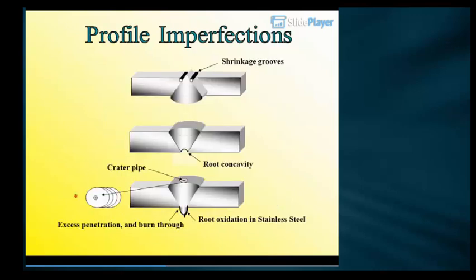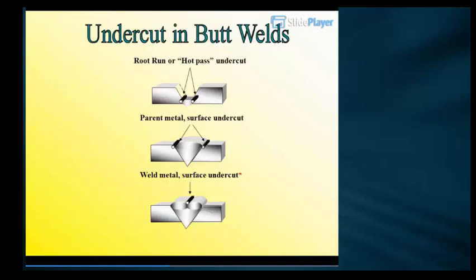Profile imperfections. Shrinkage grooves. Root concavity. Crater pipe. Root oxidation in stainless steel. Excess penetration, and burn through. Root run or hot pass undercut.